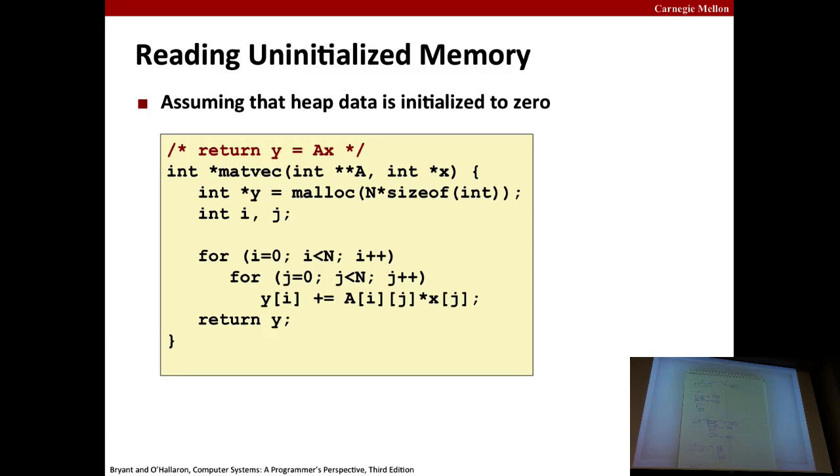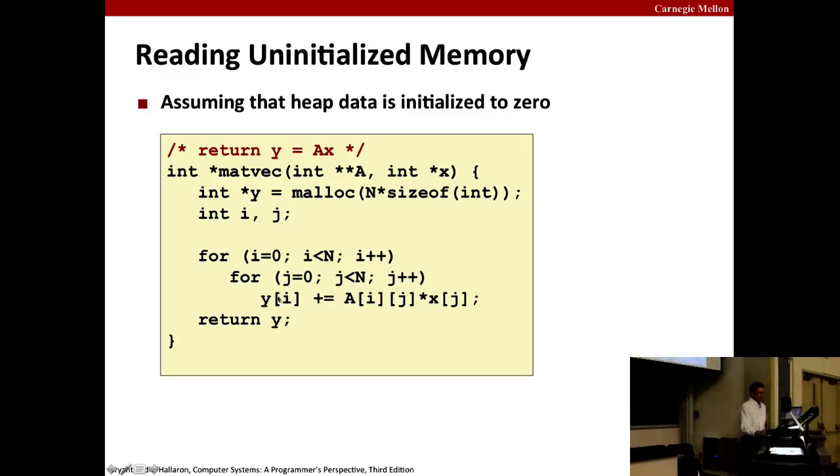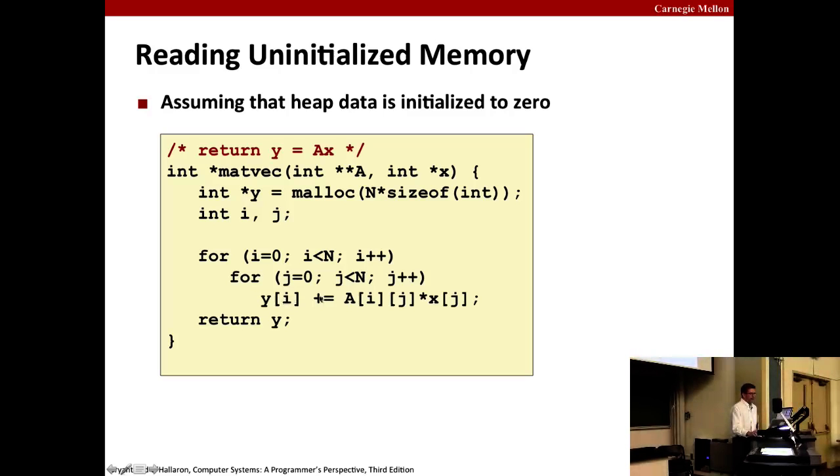Okay, another common mistake is to read uninitialized memory. So you can't really assume that your heap data is initialized to 0. So here we're mallocing an array of n ints, and then we're going through and updating this y vector. We're reading yi: yi equals yi plus aij times xj. Okay, so we're assuming that that malloc returns memory that's all zeros.